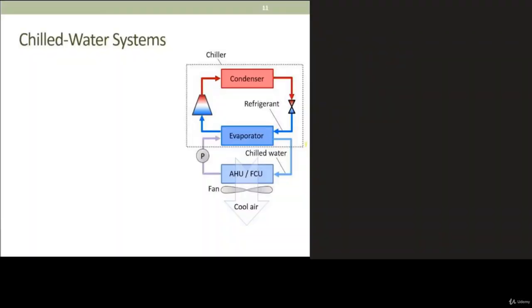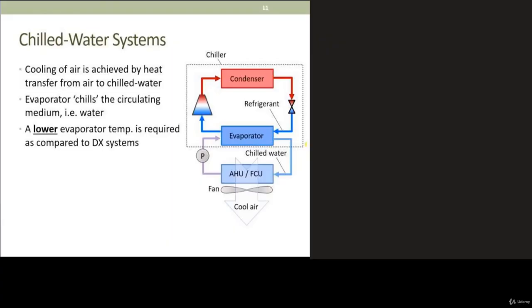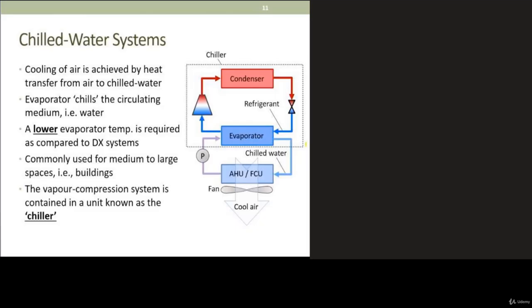So now I will go to chilled water system. Like I mentioned just now, for a chilled water system, there's an additional loop. And this additional loop is called the chilled water loop. What happened is, the whole of this vapor compression cycle is housed inside this piece of device which you commonly hear is called a chiller.